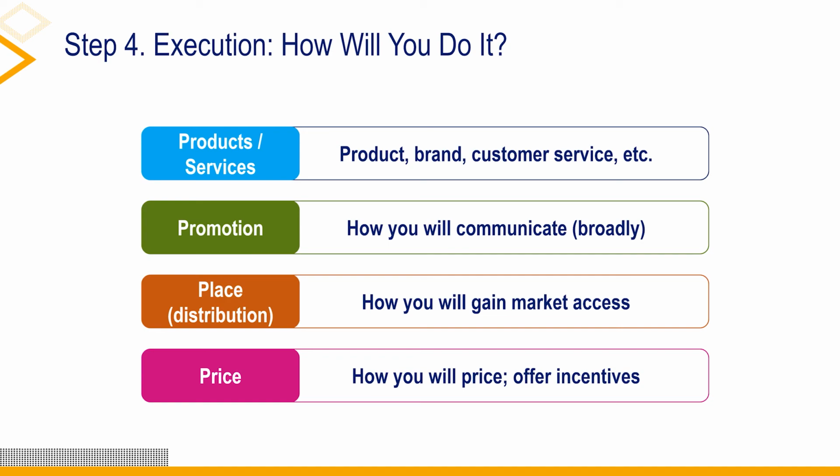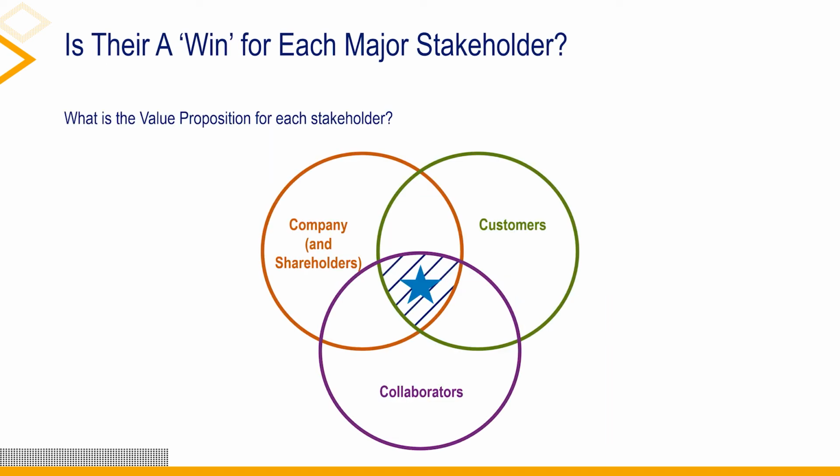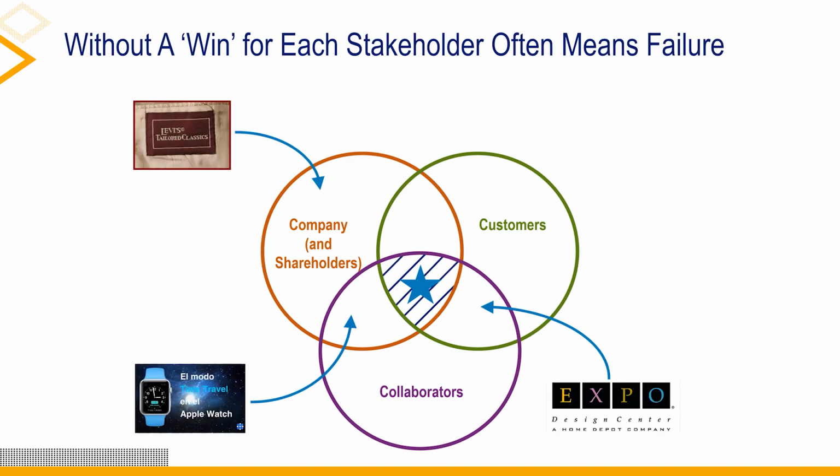What will you do, typically organized around the 4 P's? Product defined broadly, promotion defined broadly, place or distribution, and pricing. Collectively, this is referred to as the marketing mix. Is there a win for each of the 3 major stakeholders? The company, its customers, and its collaborators. Why do some products fail? A common reason is not providing a win for each stakeholder group.